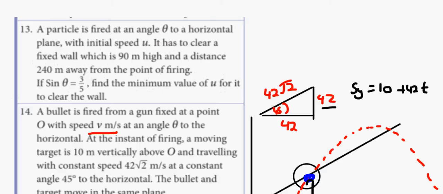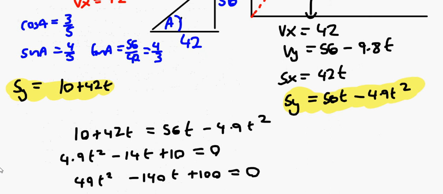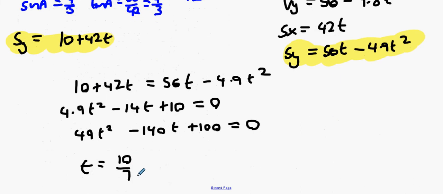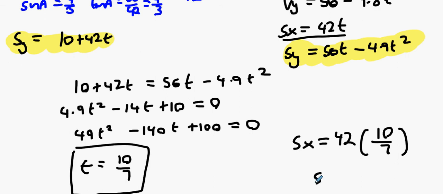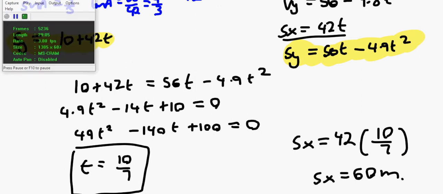Alright, that's not so bad. So t value is 10 over 7. That's the answer for the first part. And the answer for the second part is how far from its original horizontal position does it travel? That's an Sx question all day long. So Sx equals 42 times 10 over 7. You get 60 meters. There you go. That's what the book says. Cool. Happy days.